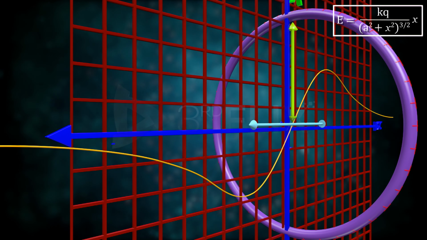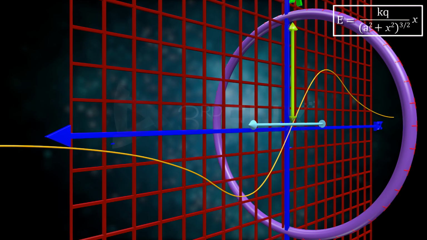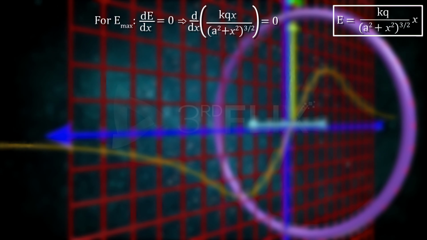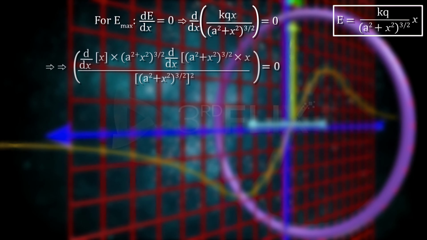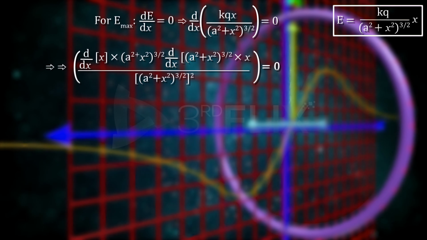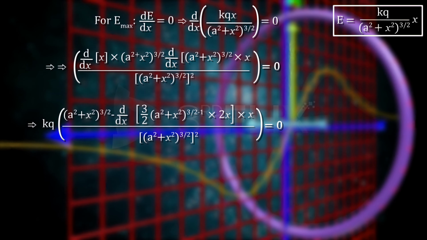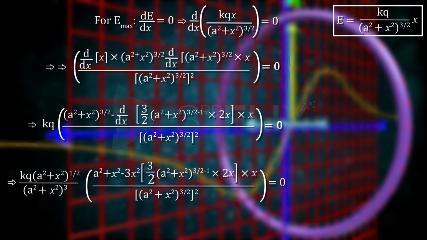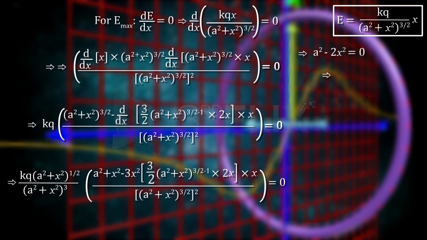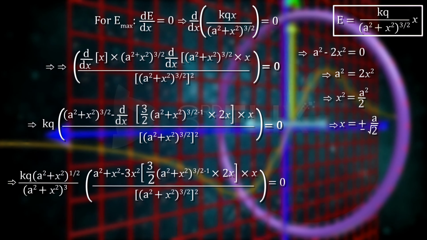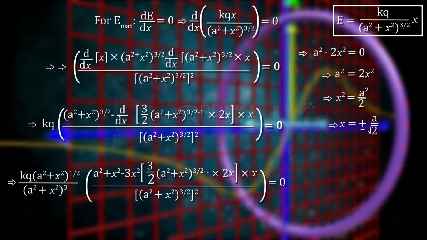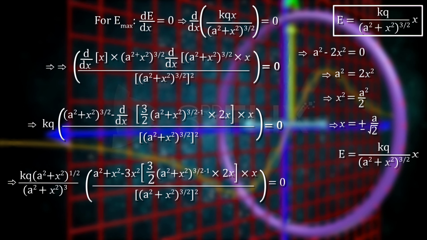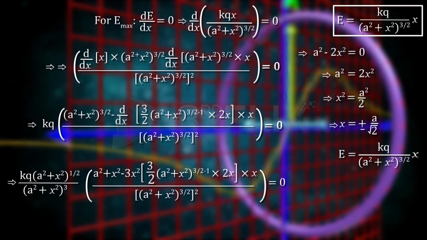For calculation of E max, we have to solve for dE by dx equal to 0, which implies d by dx of kqx by a square plus x square whole to the power 3 by 2 is equal to 0, which upon solving gives us x is equal to plus or minus a by root 2. There are 2 points on either side of the ring at which the electric field is maximum, each at a distance of a by root 2 from the center.